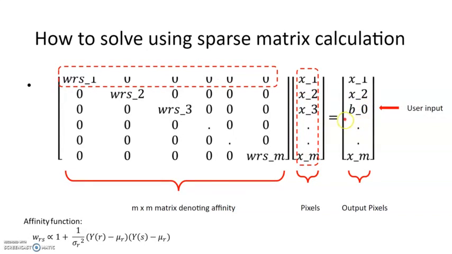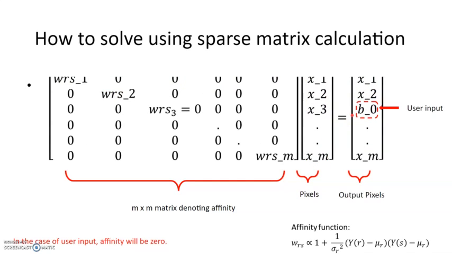Now we have to take note of one notation here, that is user input, so b0. Based on the affinity we are finding the values of each pixel. But what happens if we have a color value specified by the user input? In that case we don't actually calculate the affinity, because affinity serves as the basis for the color values. So we use the affinity function to find the color values of a pixel, but in case of user input we already have that color information. In that case the affinity will be 0.